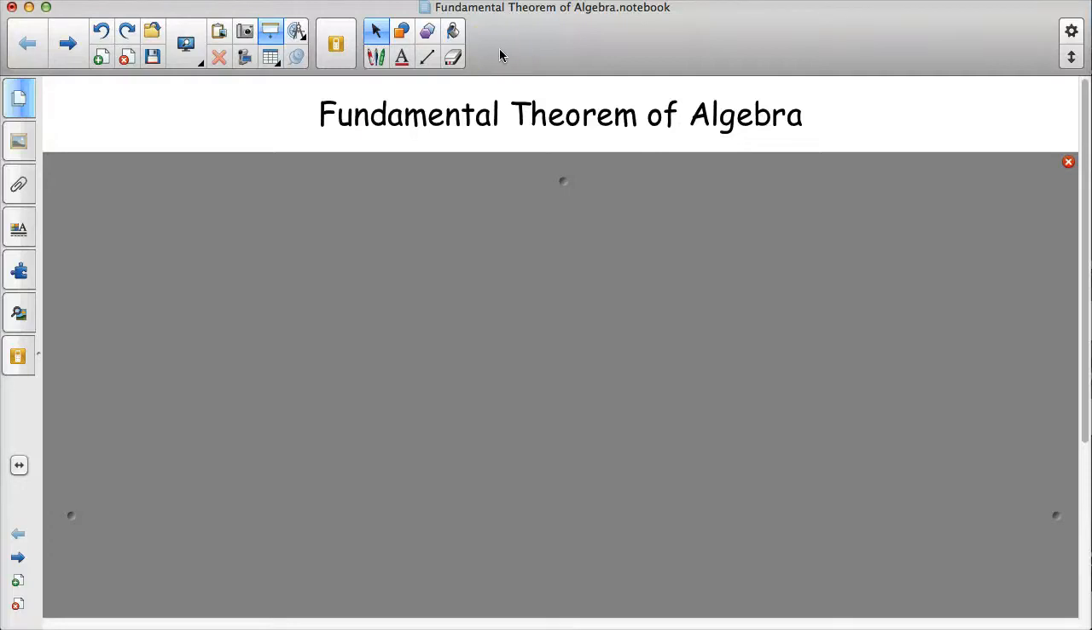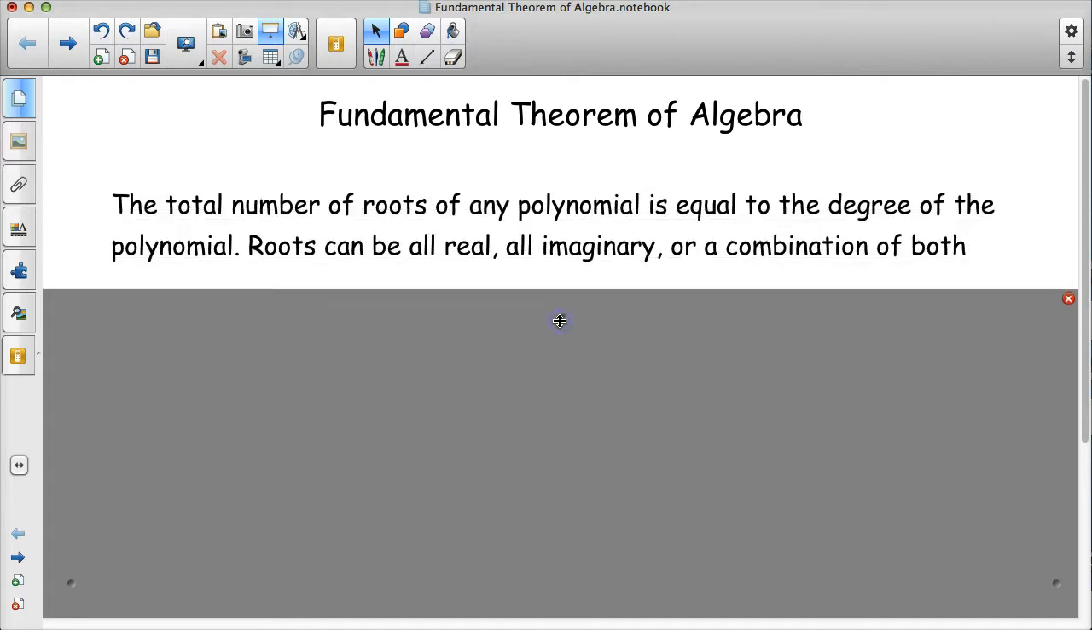The fundamental theorem of algebra is one more concept that we want to talk about before we finish with polynomial functions. And this is one that you already know, even though you didn't know it was called the fundamental theorem of algebra. In other words, we've been talking all along about this theorem. You just didn't know it. The theorem actually is very easy.